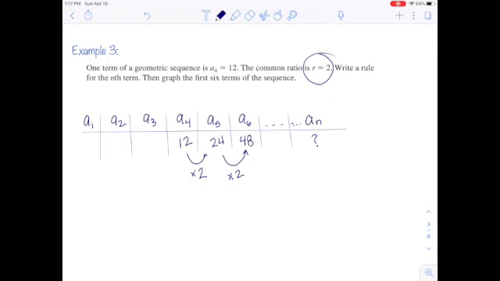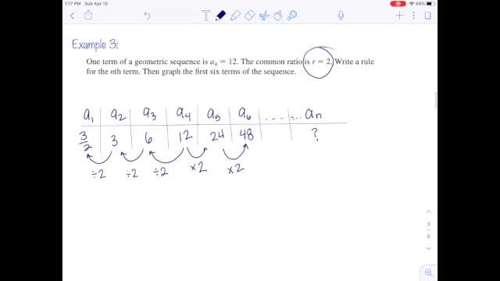Well, to go to the right, you would be multiplying. To go to the left, you're going to take that 12 and divide by 2. So you get 6, and then take the 6 divided by 2, and you get 3. And take your 3, divide by 2. Don't worry about it, it's a fraction. It's fine. 3 over 2. So there's your first term.